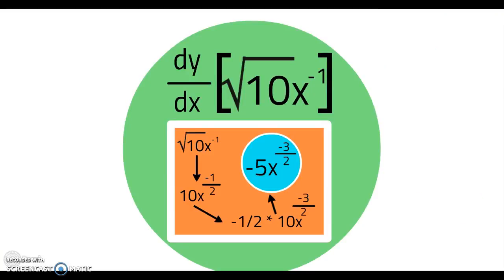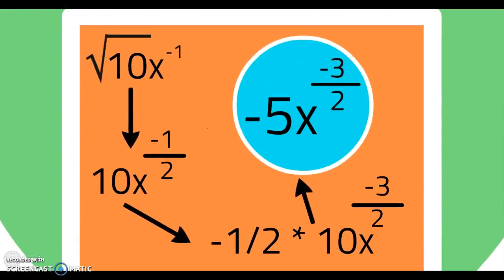Let's now move on to a different problem. Here we're being asked to solve the derivative of square root of 10x to the power of negative 1. Because the square root is present, it is easier to change the term's form into 10x to the power of negative 1 over 2. After that, all we need to do is multiply the term by the nth power of x and subtract 1 from the nth power. After performing these steps, we are left with negative 1/2 times 10x to the power of negative 3 over 2. This can be simplified to read negative 5x to the power of negative 3 over 2.